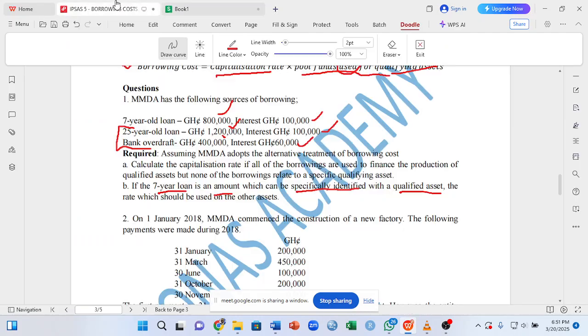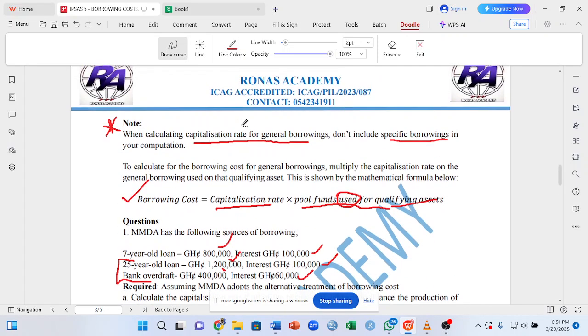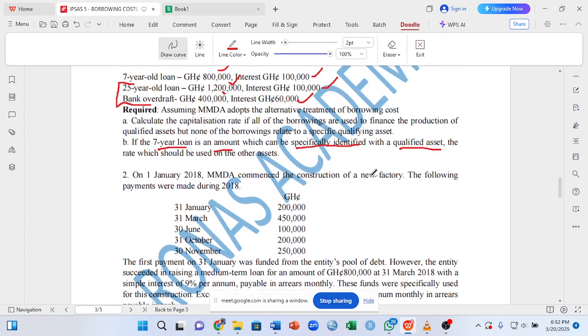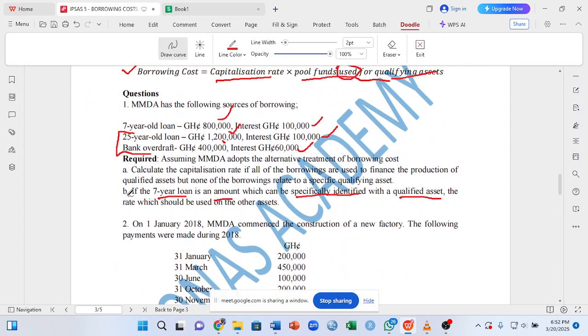Okay, so I was saying that B says that if the 7-year loan is an amount which can be specifically identified with a qualifying asset, this implies that the 7-year loan is a specific loan. And we said that when you're calculating your capitalization rate, you shouldn't bring in anything that relates to specific borrowing. So for B, we should only consider the 25-year loan and then the bank overdraft.